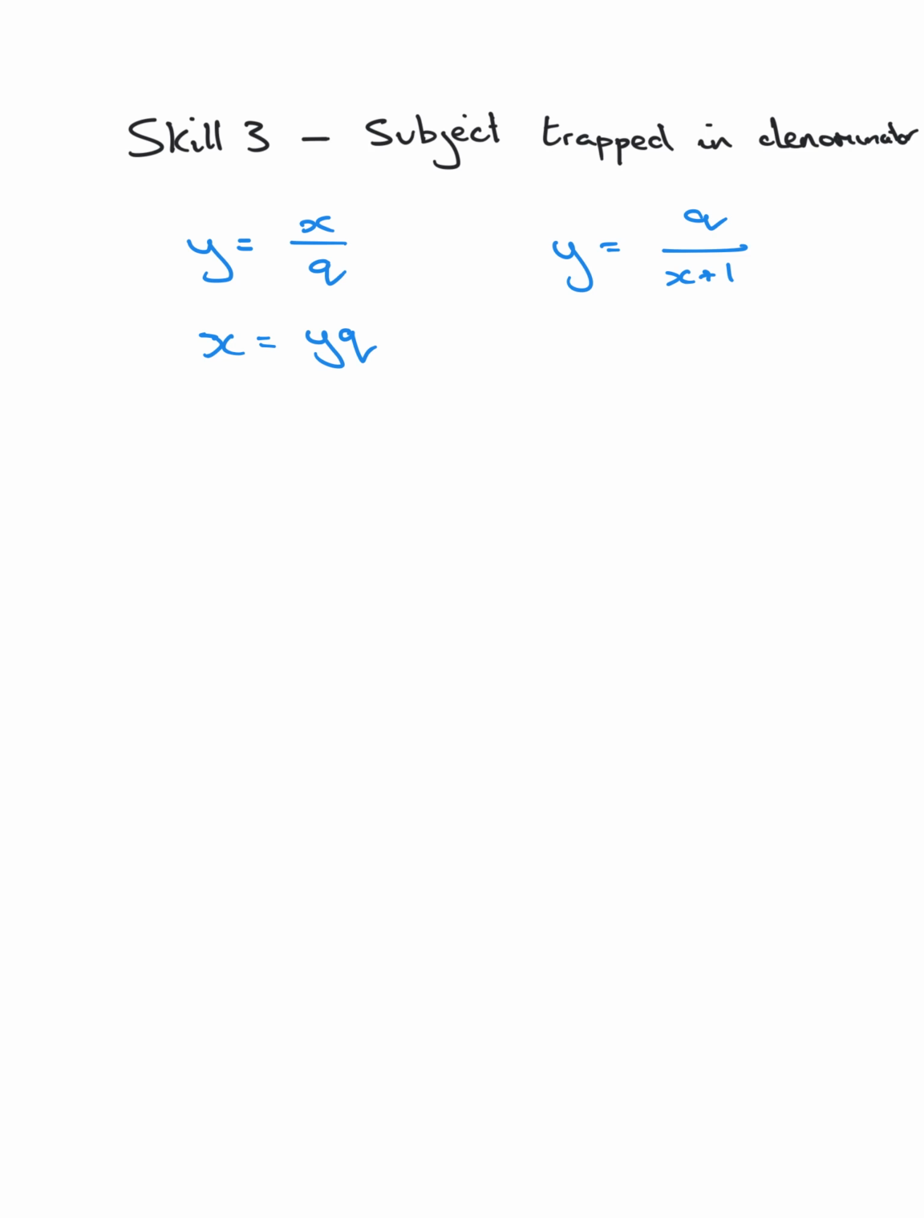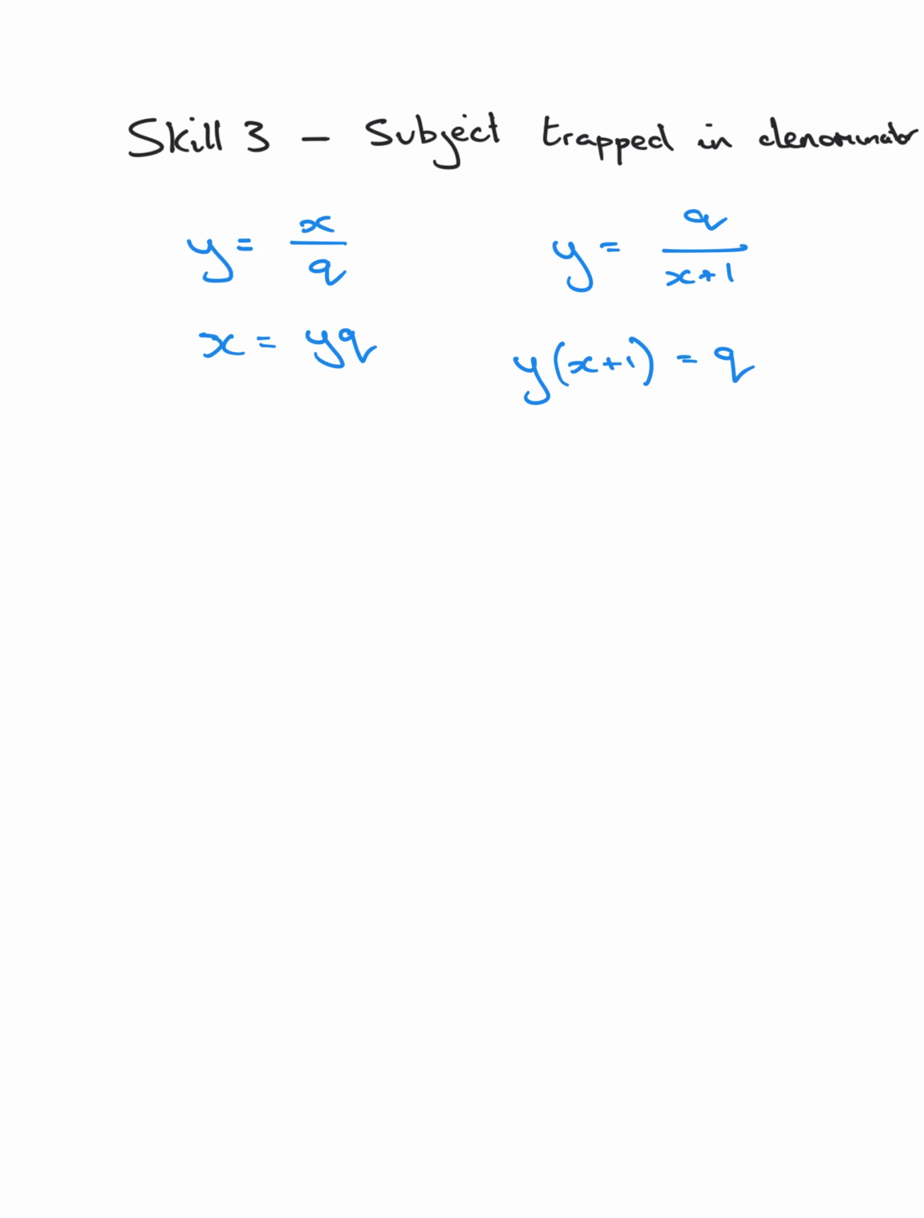Now, in general, whenever you have a fraction in an equation, your instinct should be to multiply both sides by the denominator. That's exactly what we're going to do here. My denominator is the entirety of x plus 1. So when I multiply by x plus 1, I get y(x plus 1) equals q.